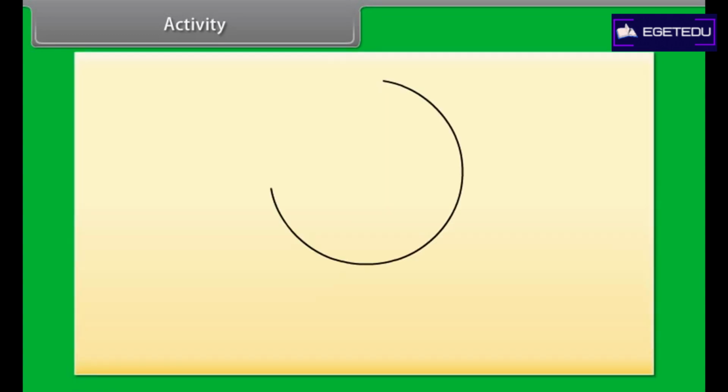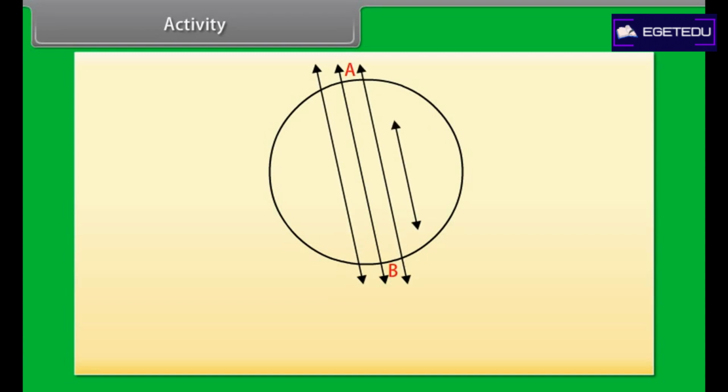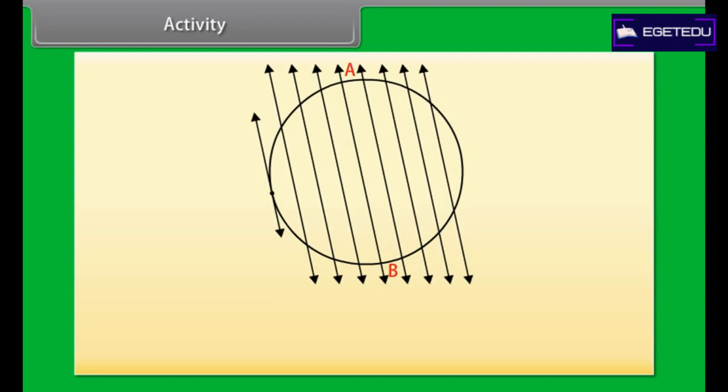Activity. To understand more about tangent, let's do an activity. Draw a circle and a secant AB of the circle. Now on both sides of the secant, draw various lines parallel to it. We will find that after some steps, the length of the chord cut by the lines will gradually decrease, and it becomes 0 on both the sides of the secant. Now look at the positions A dash, B dash, and A double dash, B double dash of the secant. These are the tangents to the circle parallel to the given secant AB.